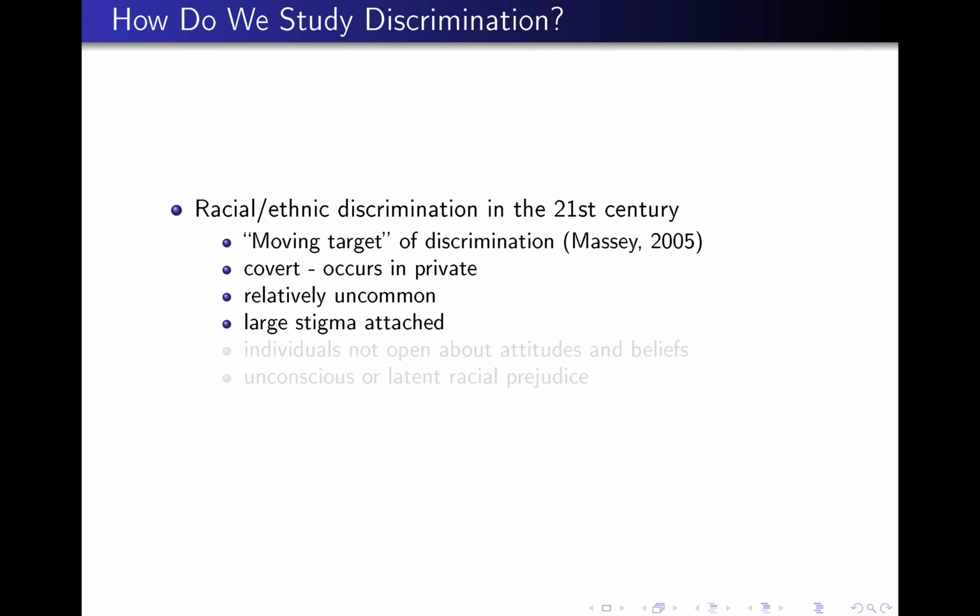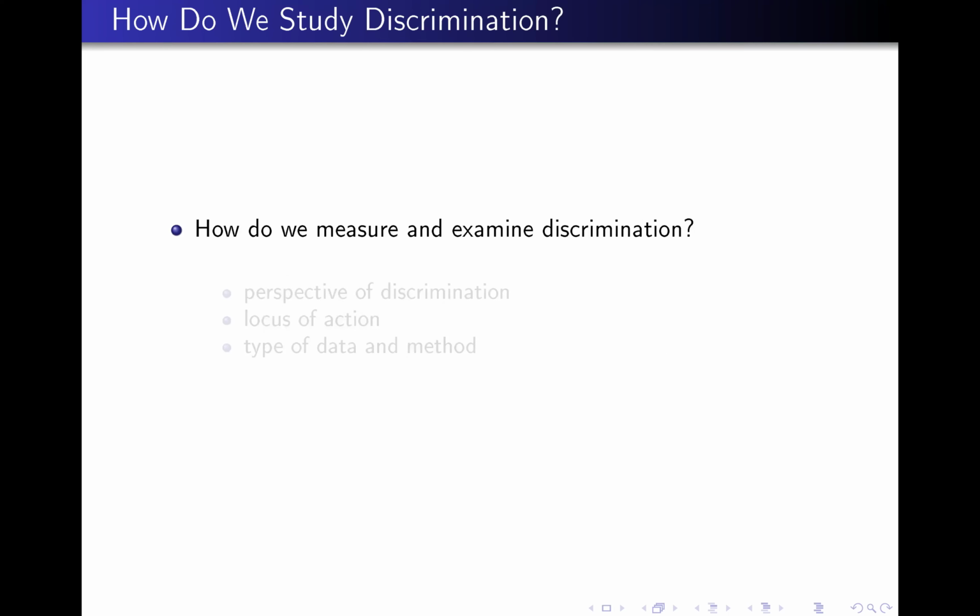So there's lots of different ways that people have used to measure and examine discrimination. And I've sort of come up with this framework of thinking about this, and that there's sort of three really key parts to measuring and examining discrimination. Well, first is the perspective, second is the locus of action, and third is the type of data and method that we use to examine and measure discrimination.